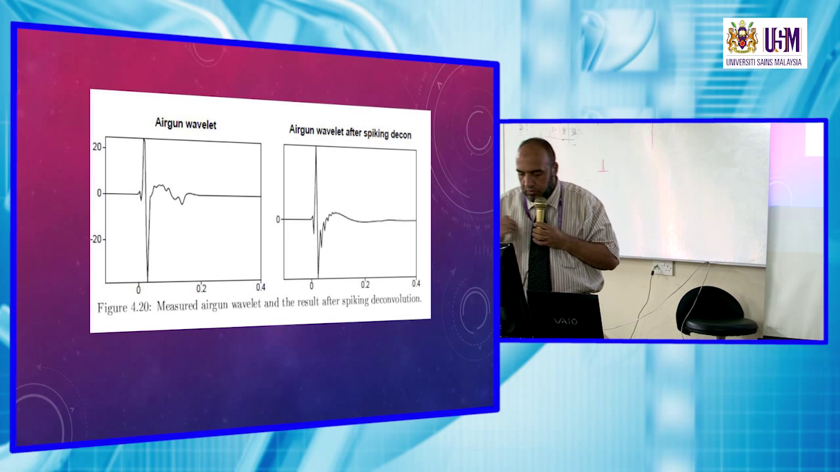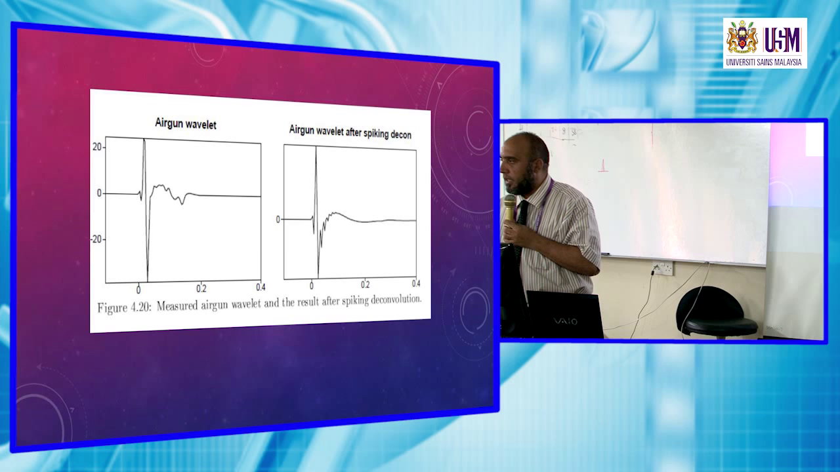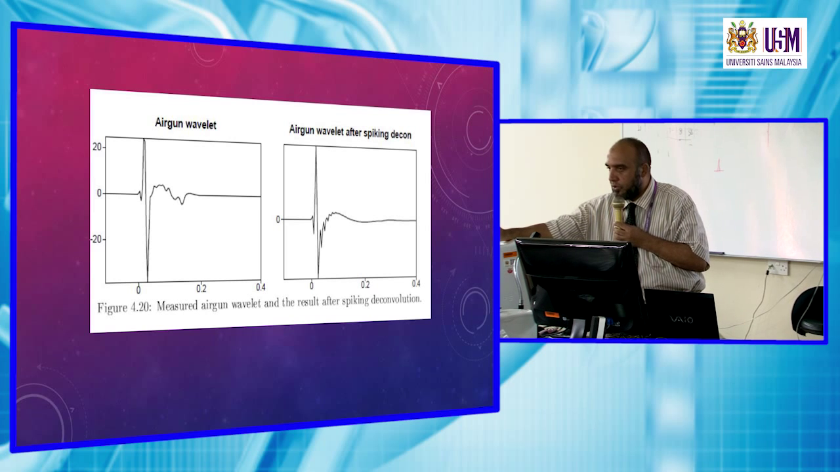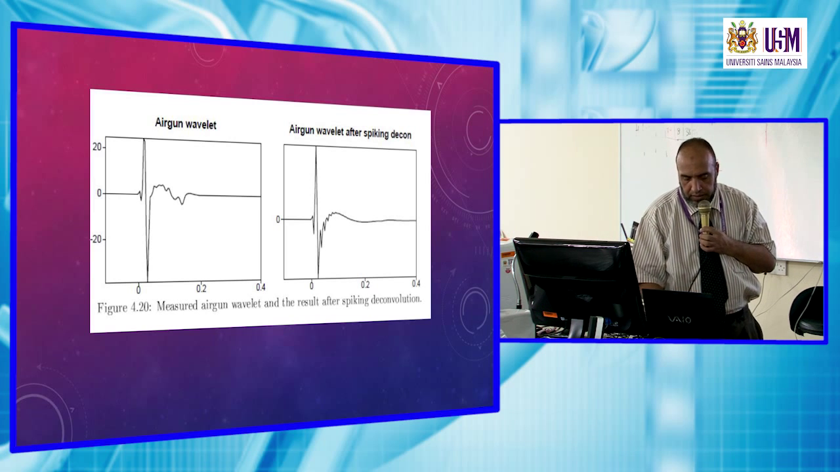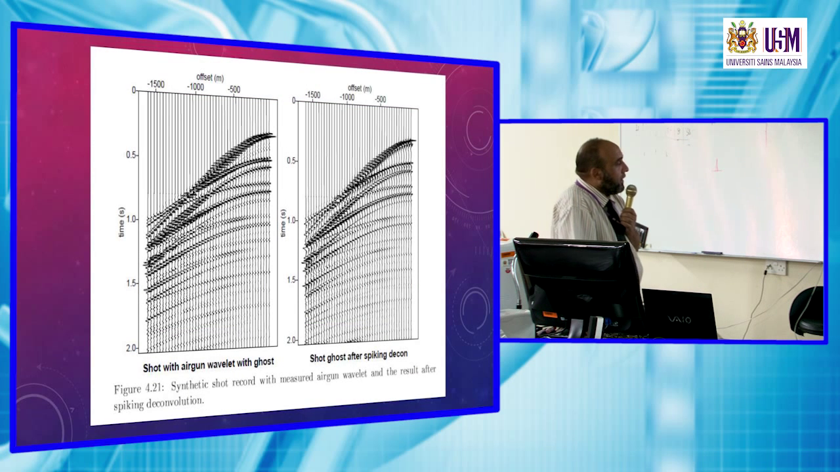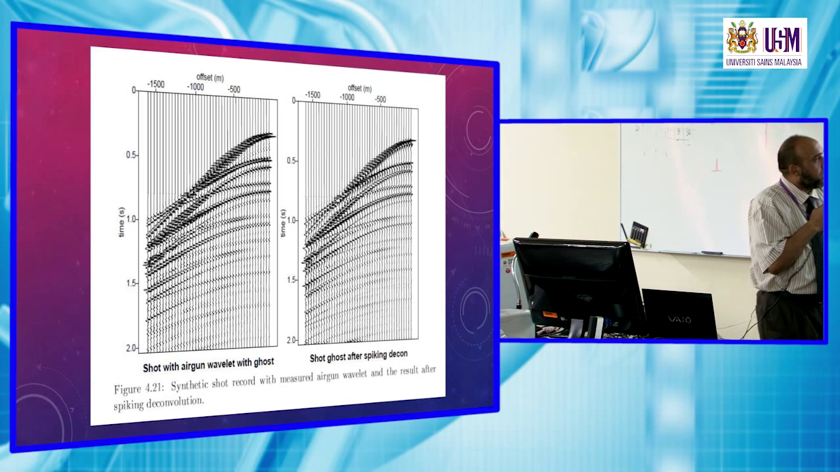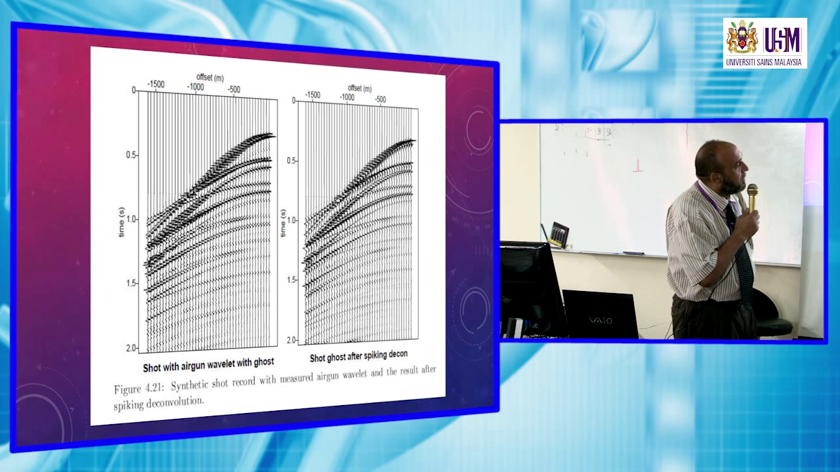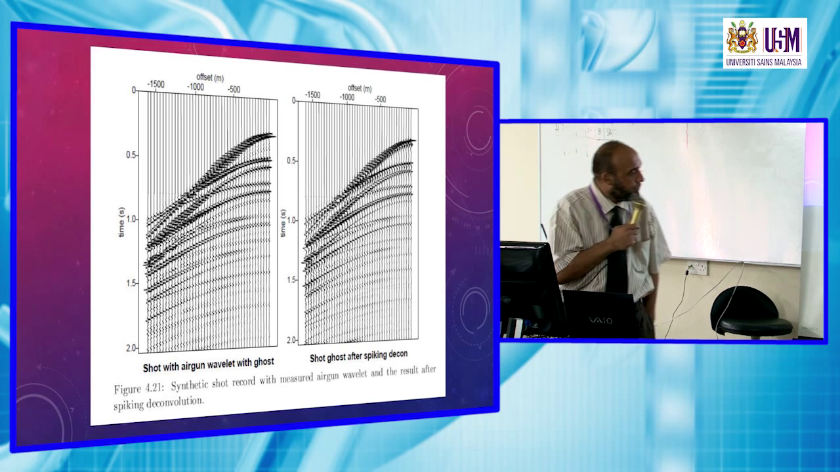As I said, we are not perfect. We cannot remove all the unwanted effects. Rather, we are looking to minimize their effects so that we have better interpretation for the record. This is a final slide showing also the same for the air gun. We can clearly see how the record is enhanced, especially in the neighborhood of the reflections themselves. Okay.